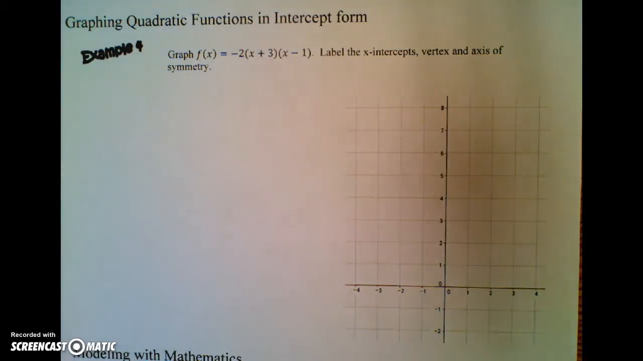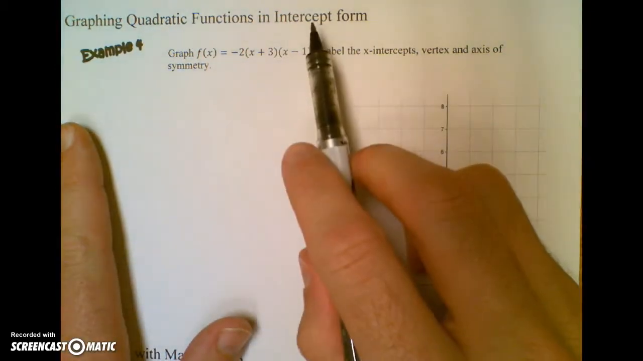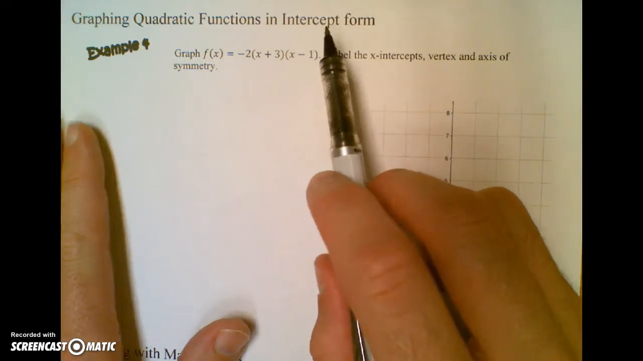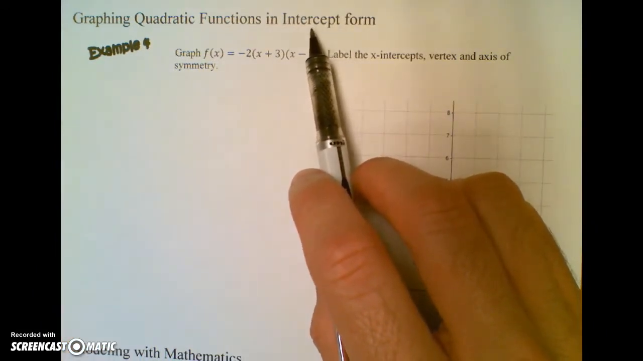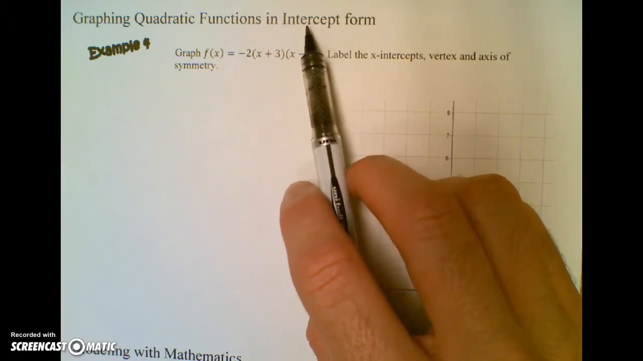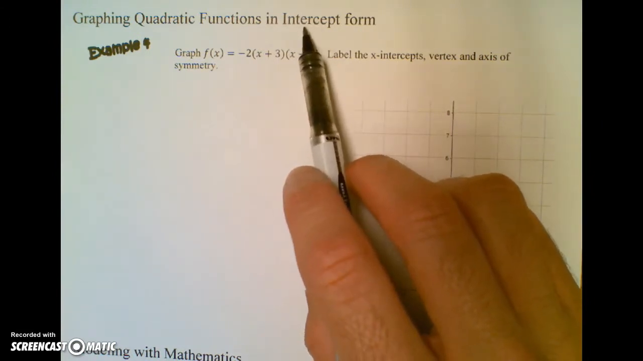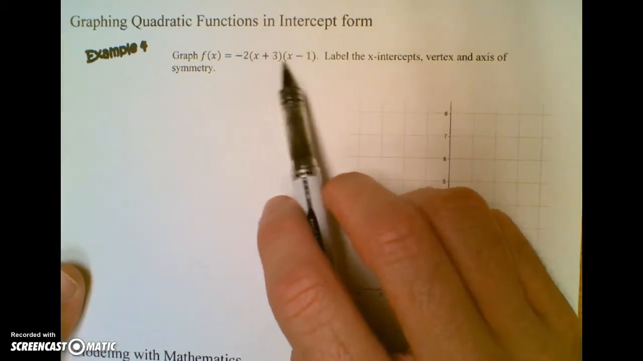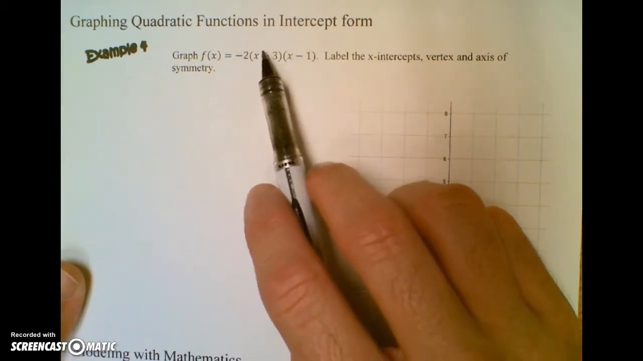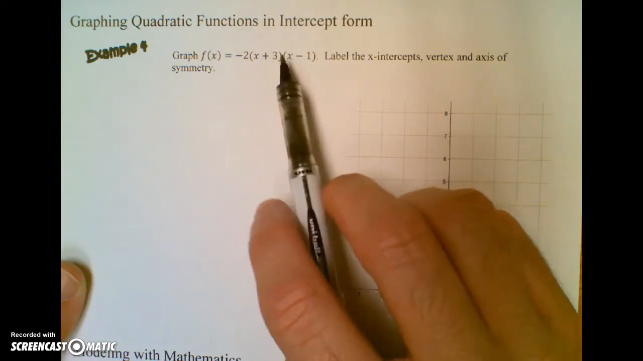Alright, another type of quadratic function you're going to see is listed in intercept form. So we've had vertex form, standard form, and now the third method is intercept form. Each method has its own benefits, so the main benefit of intercept form is that you can graph this pretty easily looking at the intercepts, and the intercepts are given to you in this form here.